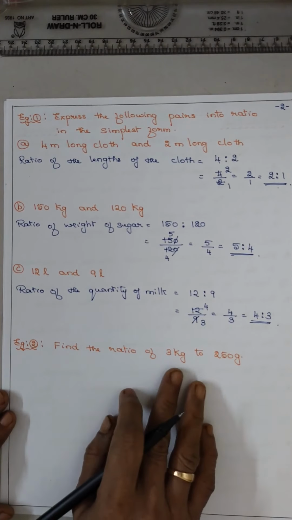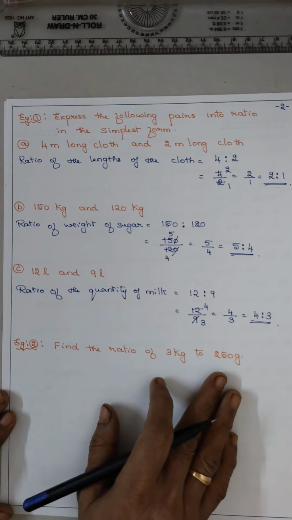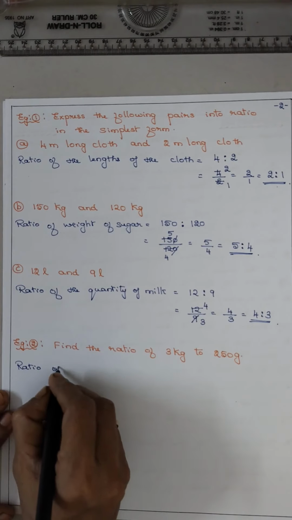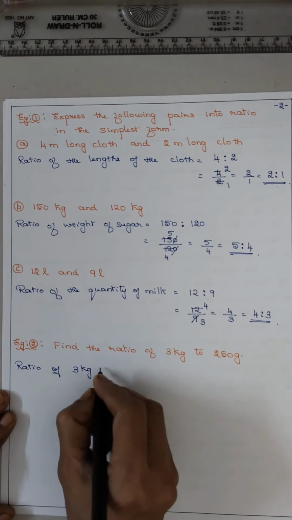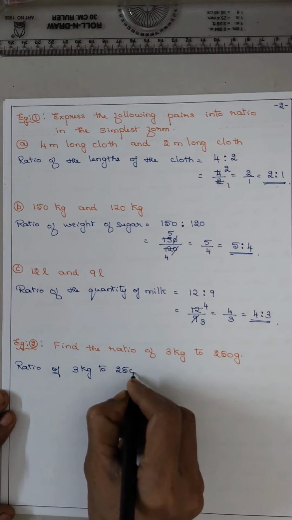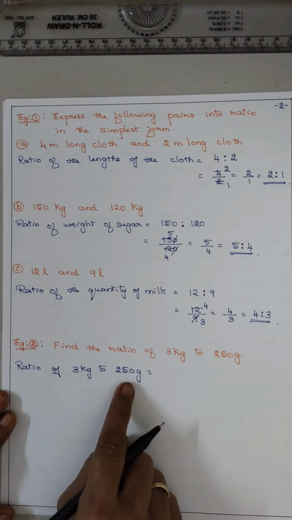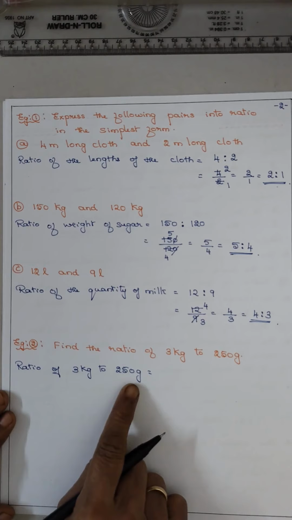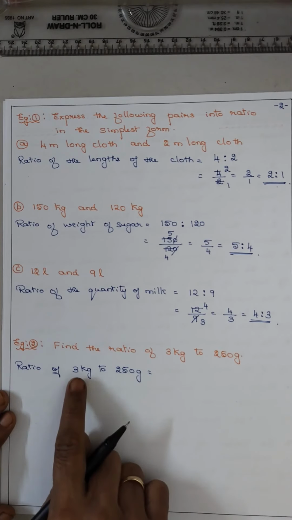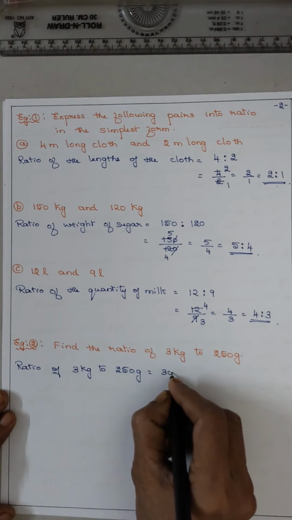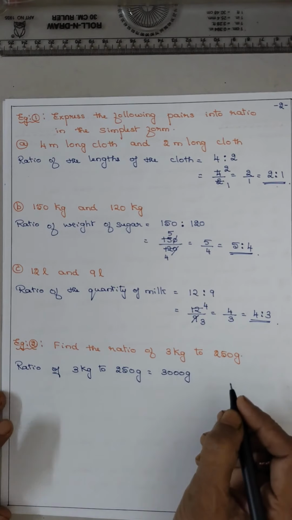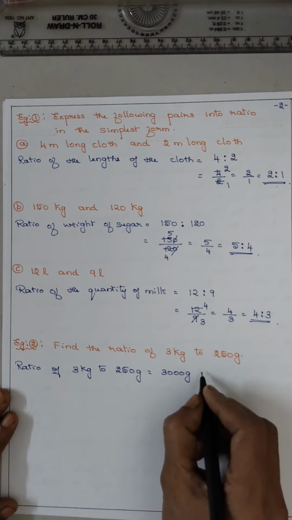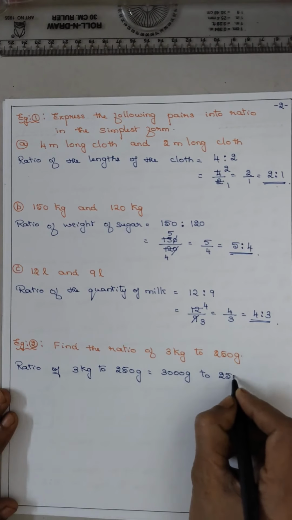Now find the ratio of 3 kg to 250 grams. So ratio of 3 kg to 250 gram. Kg and gram, different units. Convert to the lowest, which is it, gram. Convert kg to gram. 1 kg is equal to 1000 gram, so 3 kg is equal to 3000 gram to 250 gram.